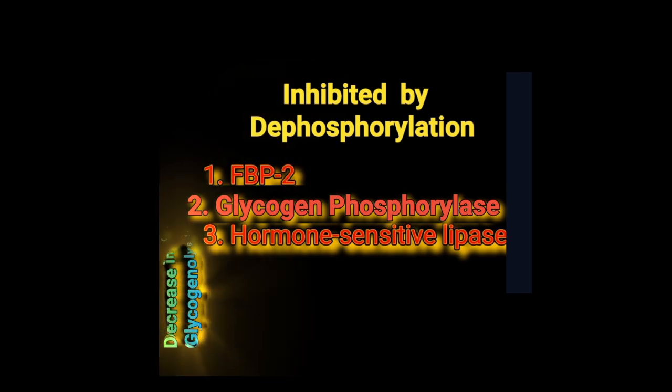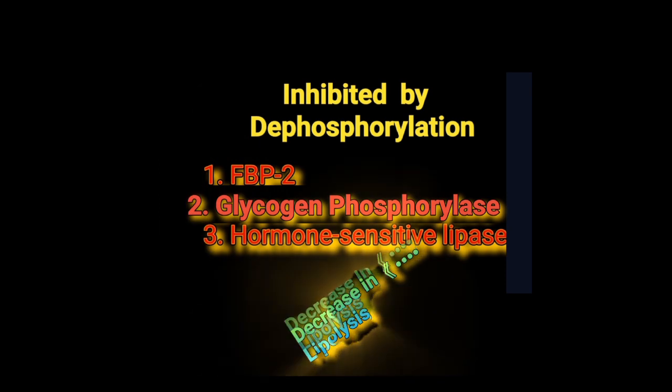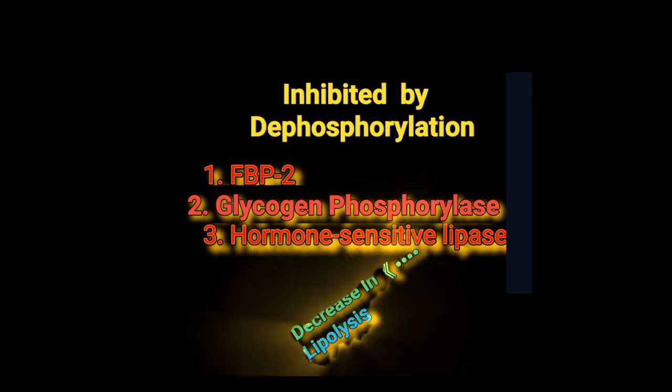Dephosphorylation of glycogen phosphorylase inhibits it and inhibits glycogenolysis. Dephosphorylation of hormone-sensitive lipase inhibits lipolysis of stored triacylglycerols in adipose tissue.